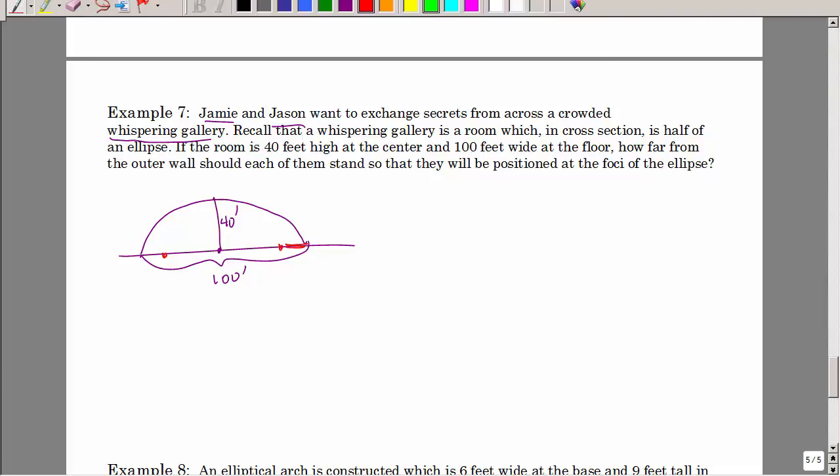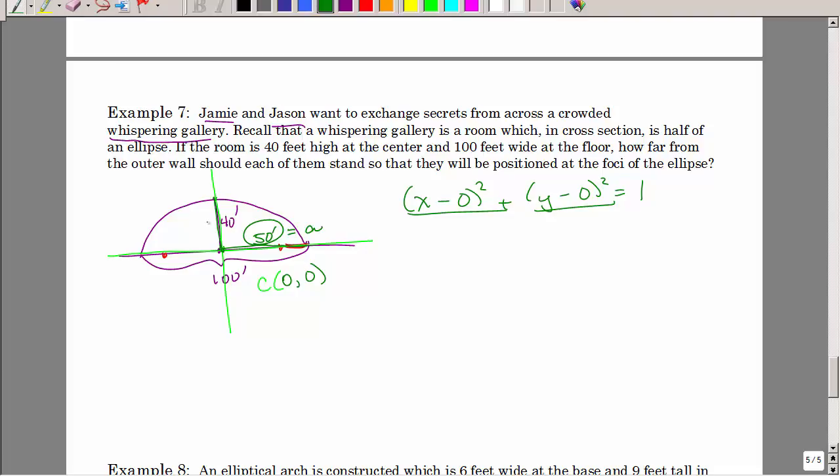How am I going to get that? Put the information on a coordinate system. And pick your center probably to be the easiest place, so I'm going to pick my center to be 0, 0. This distance out here is 50 feet, and this is 40. Let's see what we have. So if I go and put 0 here and 0 here, well, I believe 50 is bigger than 40, so that's going to be A. That's going to be B. So A squared is 2500. B squared is 1600.